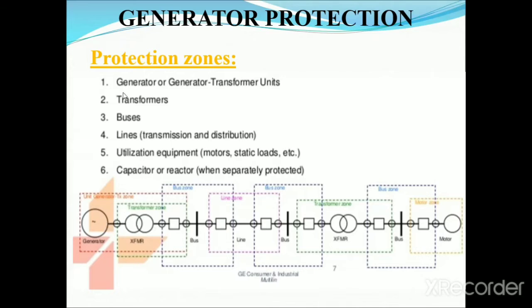The protective zones are basically divided into six zones. First is the generator area, the unit generator transformer zone. Next is the transformer zone, next is the bus zone, next is the transmission line zone, and next is the utilization equipment, that is the motors and static loads. This is the utilization equipment zone. The last one is the capacitor or reactor zone.